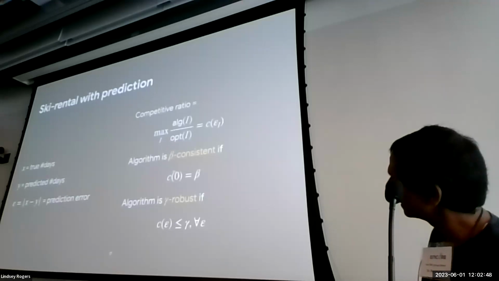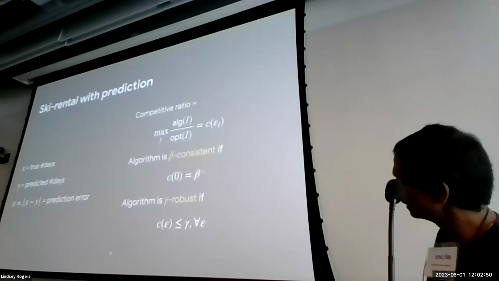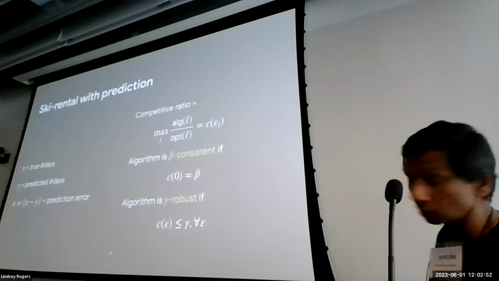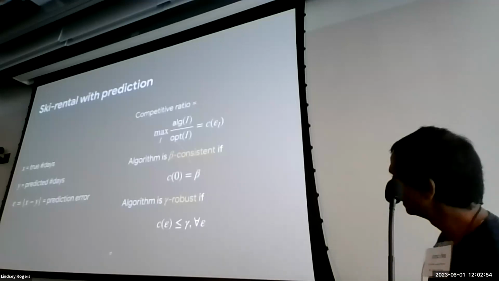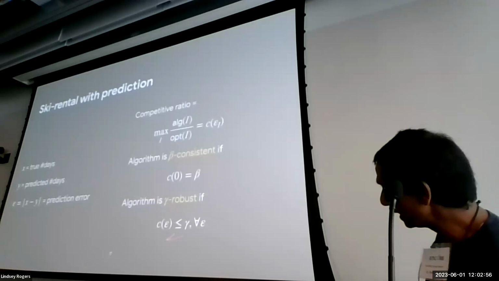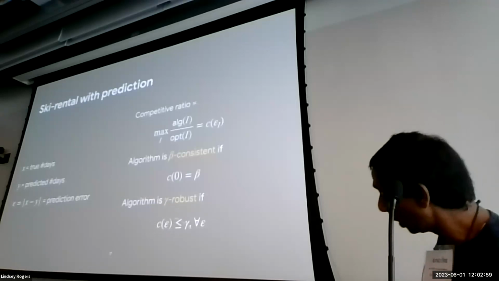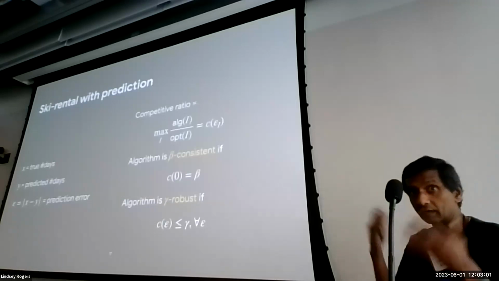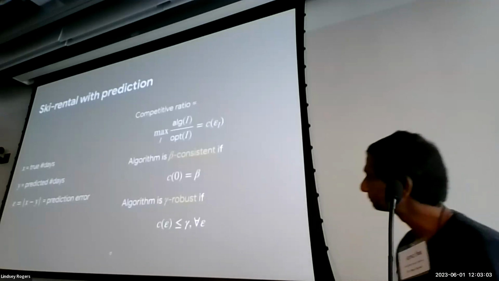And to put consistency and robustness in concrete terms, we call this algorithm beta consistent if it achieves a better competitive ratio when there are no errors, that is, the error is 0. And it's gamma robust if the competitive ratio is always at most gamma, regardless of how much error you make.